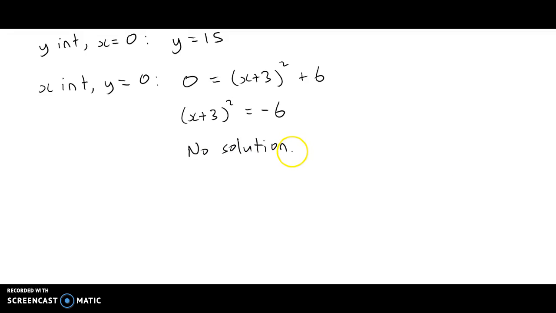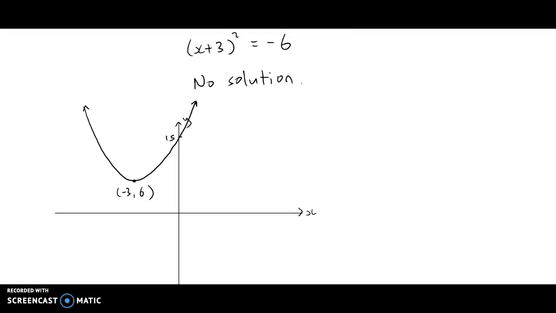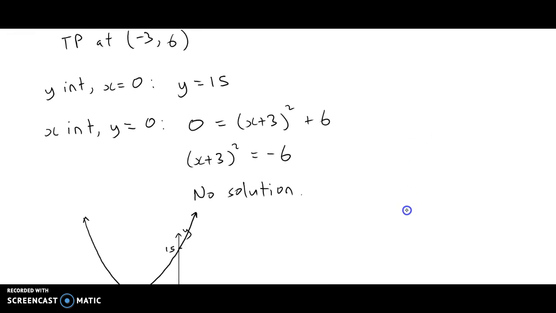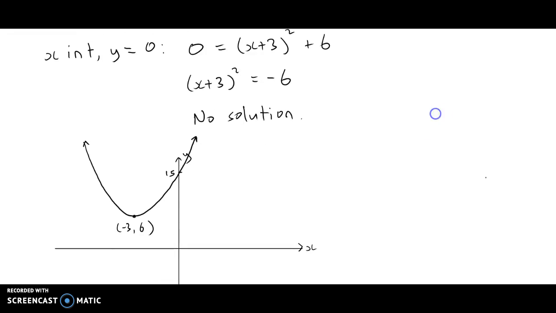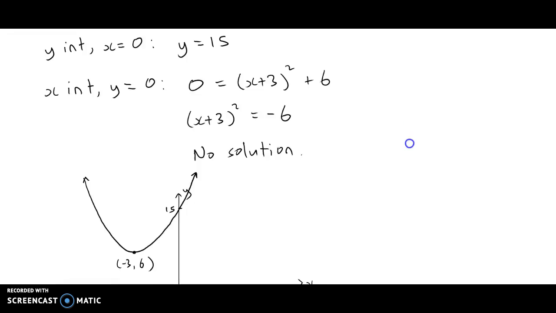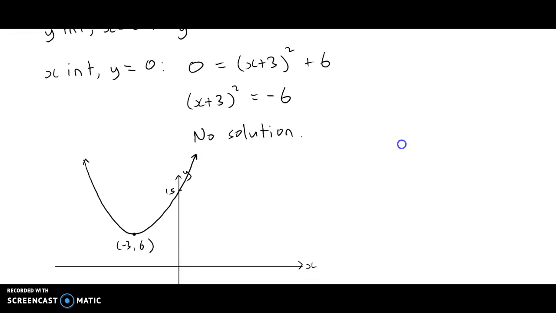Now let's go ahead and sketch this using the information we know. Alrighty, so I've gone ahead and sketched that parabola in turning point form. When we got it in turning point form, we found that the turning point was (negative 3, 6). So here we've got our turning point at (negative 3, 6), and we found our y-intercept to be at 15, which I've labelled here, and we found that there were no x-intercepts. We can clearly see that from the parabola, it's lying above the x-axis.